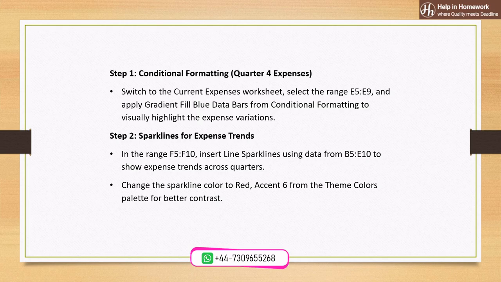Step 2, Sparklines for Expense Trends. In the range F5:F10, insert line sparklines using data from B5:E10 to show expense trends across quarters. Change the sparkline color to red, Accent 6 from the Theme Colors palette for better contrast.